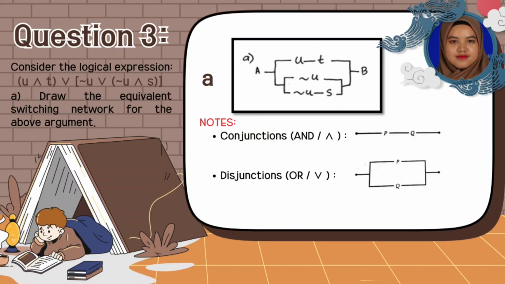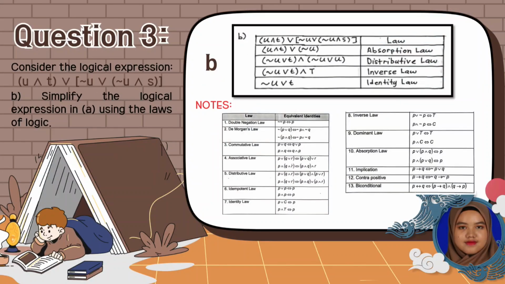The overall structure of our network consists of two main parallel paths. The top path handles the first part of our expression, while the bottom path represents the more complex nested bracket containing node U and the series pair of node U and S. Now, let's simplify the expression to see if we can create a more efficient circuit.